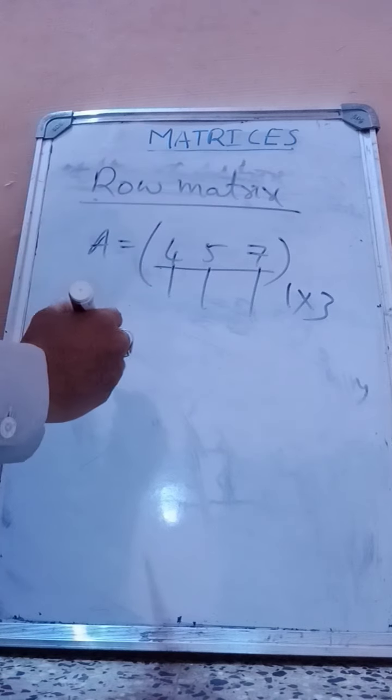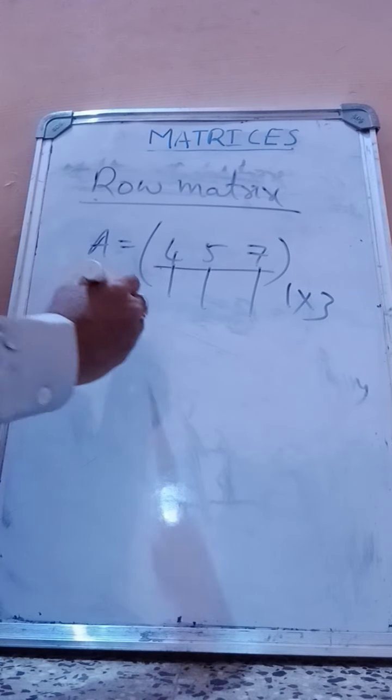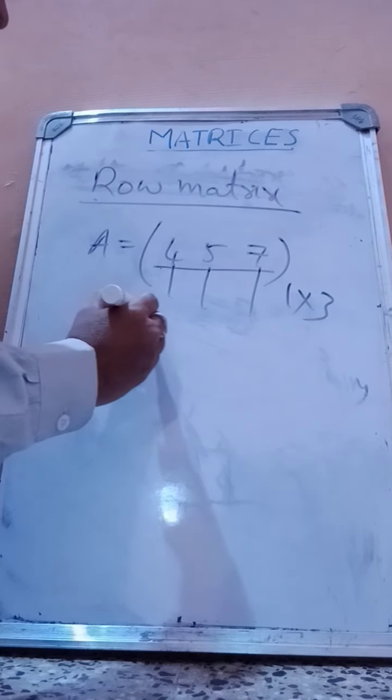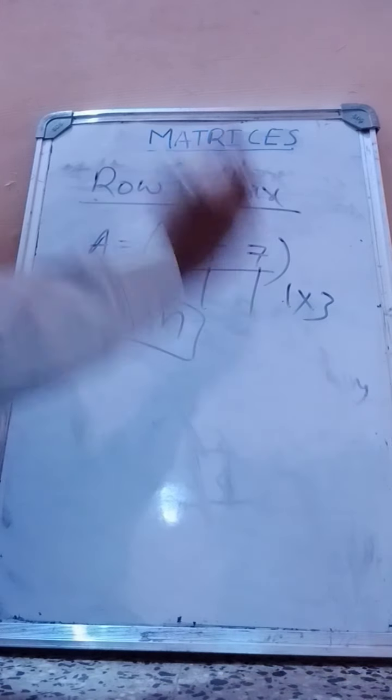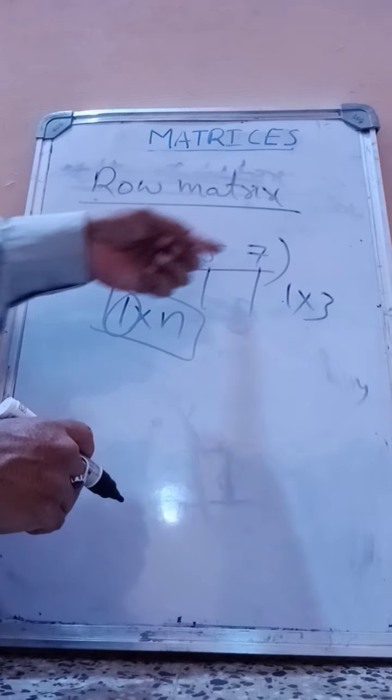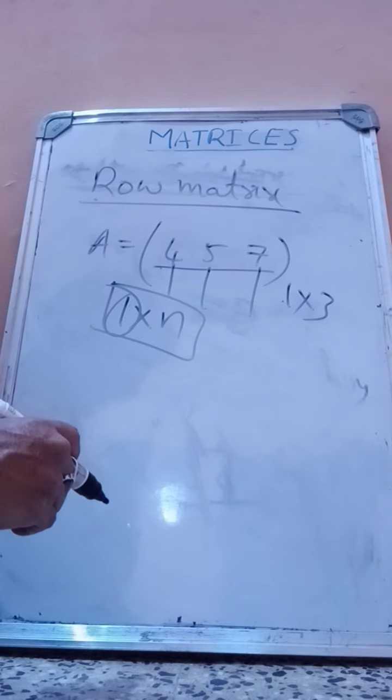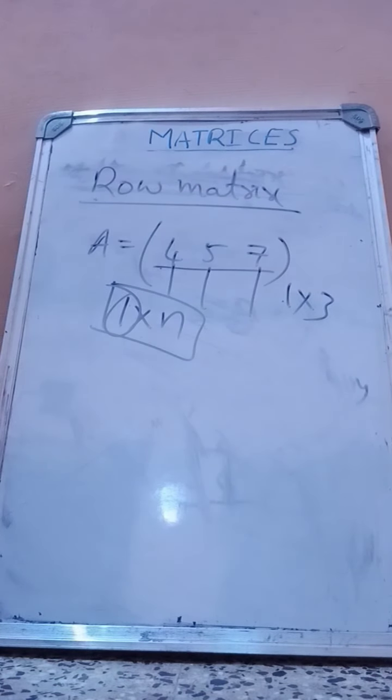The general order for the row matrix is 1 cross n. The number of rows will be 1 only. The number of columns can change. So this is the row matrix.